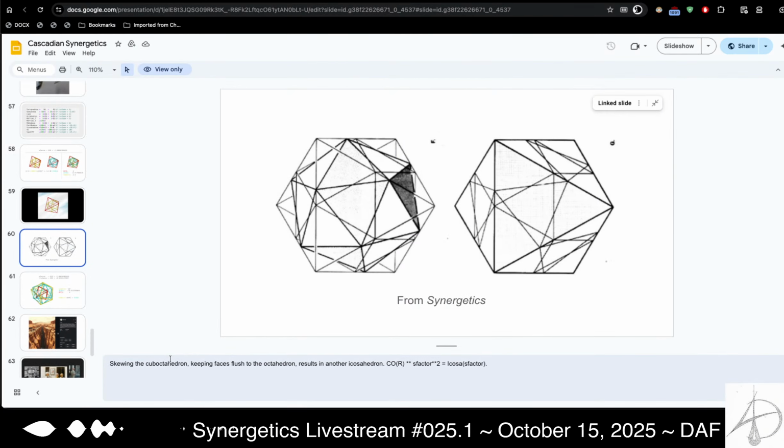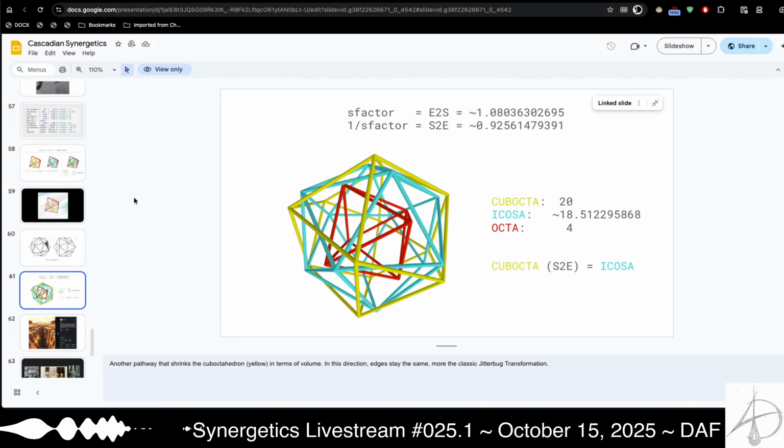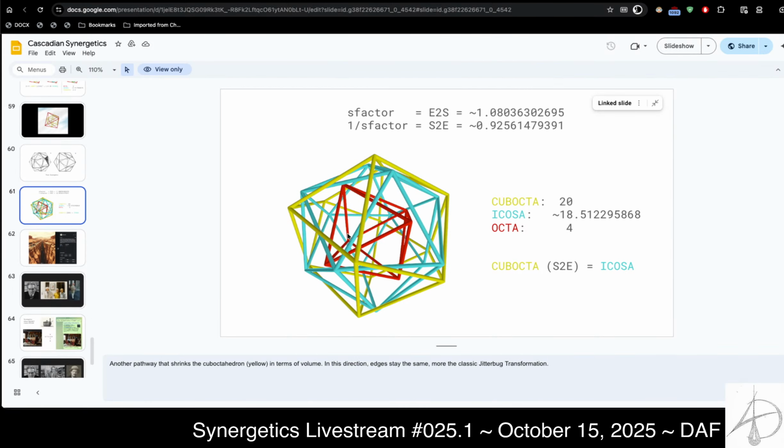Here is skewing the cuboctahedron, keeping the faces flush to the octahedron, results in another icosahedron with these nice volumetric scaling relationships. More rotating, shifting, scaling. This is the jitterbug.